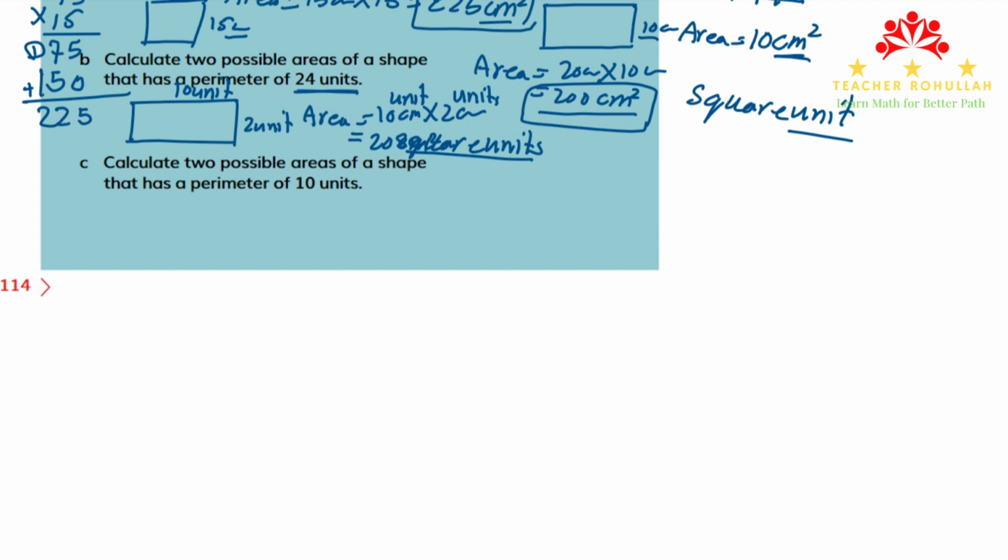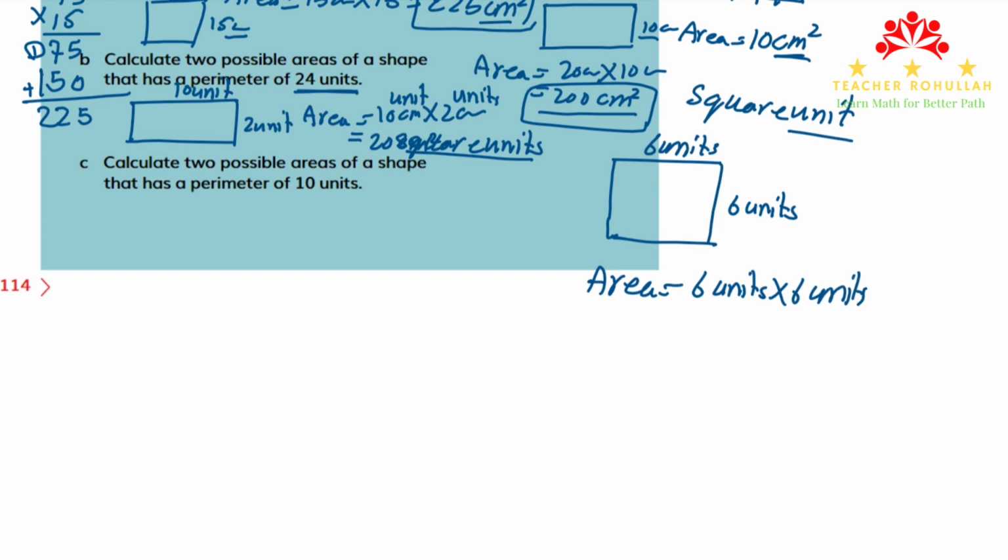The other shape that we can draw, let me choose a square. We suppose this is the square, and the length of each side of the square is 6 units. If this is 6 units, this one is also 6 units. So the two others are also 6 units. Now, 6 plus 6 is 12, 12 plus 6 is 18, and 18 plus 6 is 24. So the perimeter of this shape is also 24. To find the area of this shape, we can write area equals 6 units times 6 units. So the area can be 36 square units. We are done with part B also.